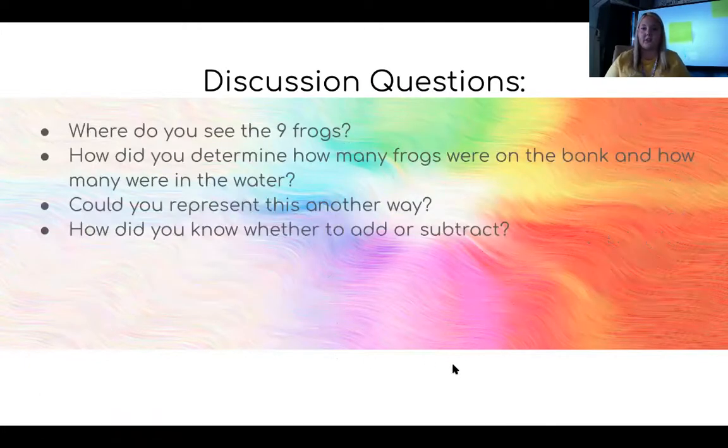Okay, did we figure out our frogs? Let's talk about it. Where do you see the 9 frogs? Tell someone near you. Awesome work. How did you know how many frogs were on the bank and how many frogs were in the water? Tell someone else near you. Nice job. Is there another way we can show that answer? Think about it and tell someone else near you or the same person. It doesn't matter.